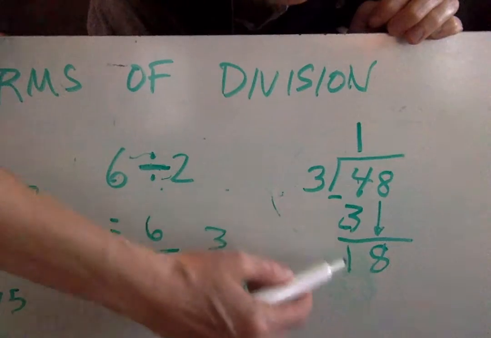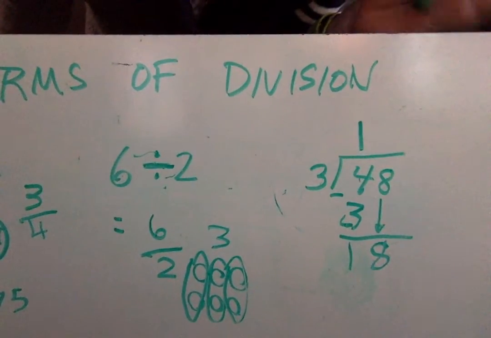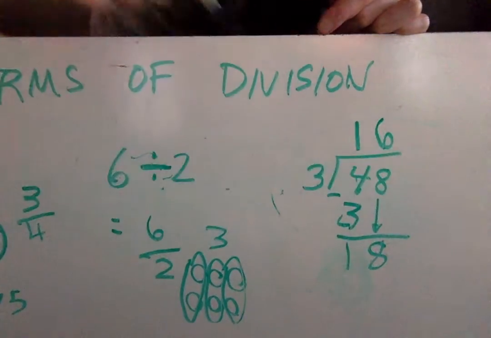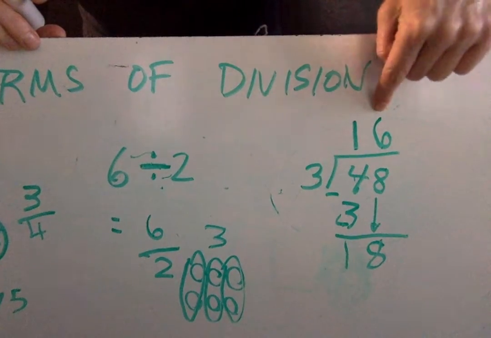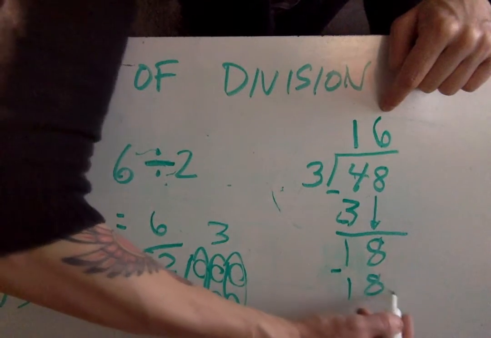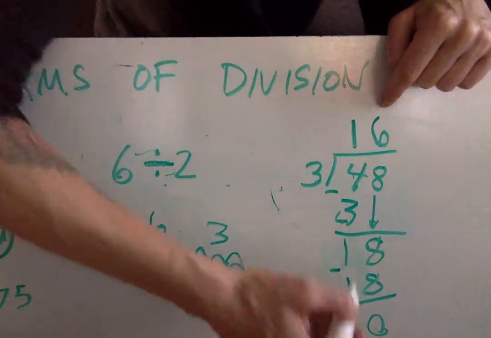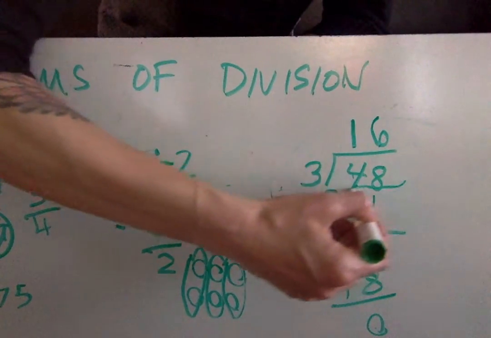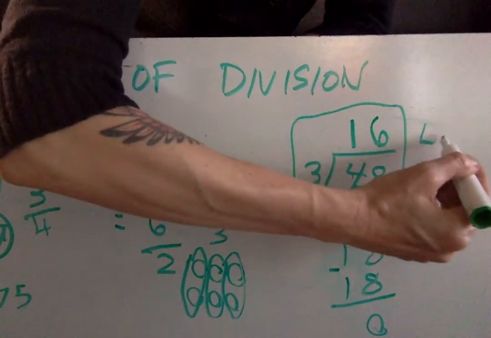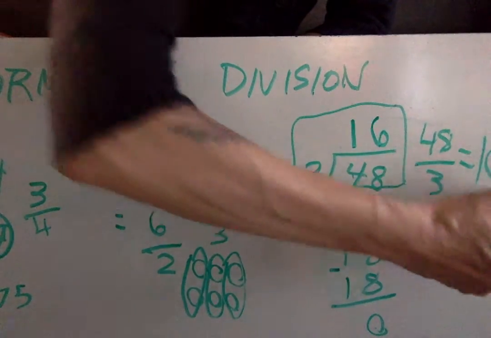Okay? Now, how many times does 3 go into 18 without going over? And again, this is knowing your times tables so you can know it quickly. Well, 3 goes into 18 6 times. You put the 6 up here. 3 times 6 is 18. 18 minus 18 is 0. That means you've reached the end. 48 divided by 3 is 16. Or you could say 48 divided by 3 is 16.